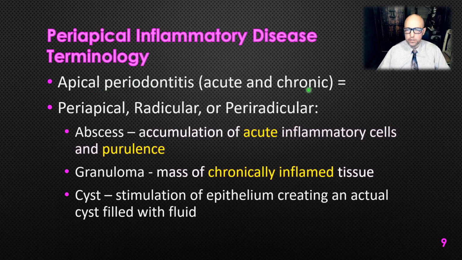Acute versus chronic, I just talked about the difference between those types of inflammation. But apical periodontitis is just a term for when the nerve has become necrotic, the nerve has died, and the inflammatory stimulus starts resorbing or laying down more bone around the apex of the tooth. And these words you can use pretty much interchangeably: periapical, radicular, periradicular.